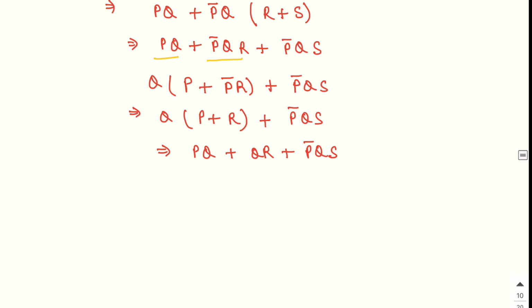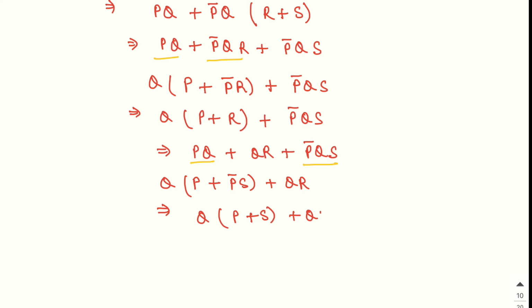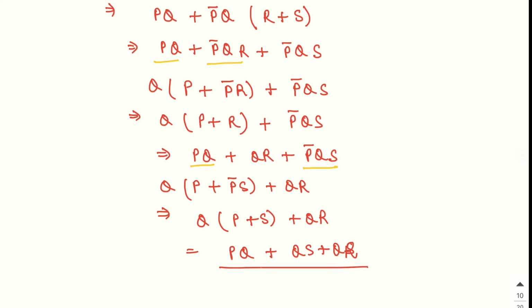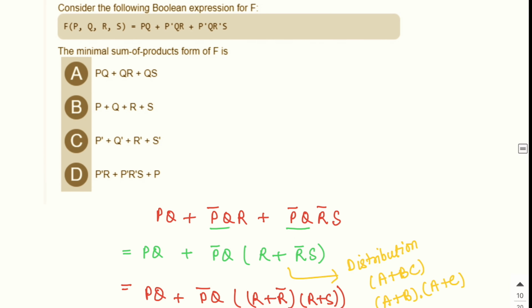Again, we can do the same procedure in the first and the third term. So we get Q common: Q(P plus P bar S) plus QR. So again you will have Q dot (P plus S) plus QR. And finally we have PQ plus QS plus QR. This is your answer. So yes, PQ plus QS plus QR, so the answer is actually A.